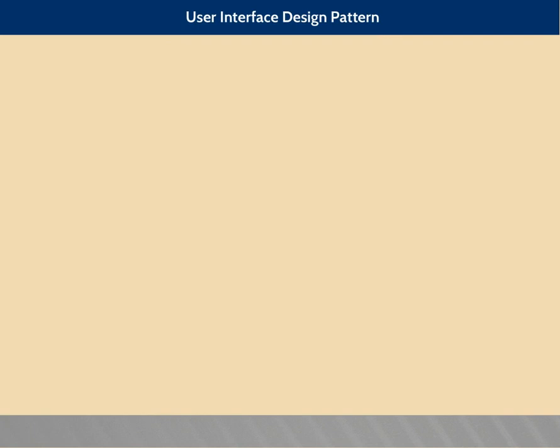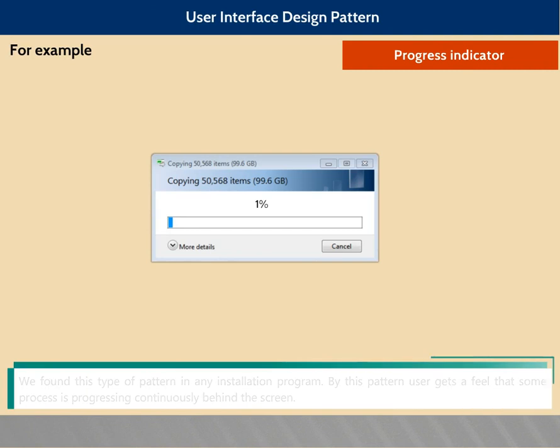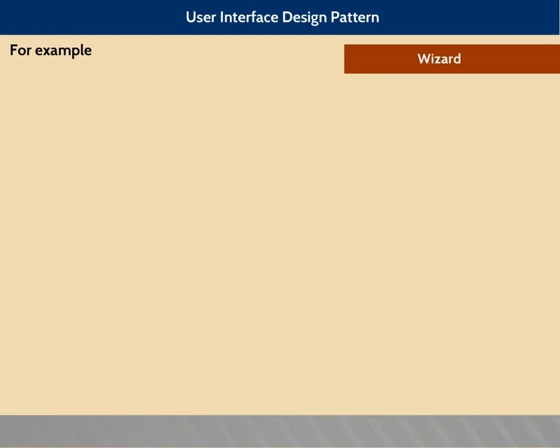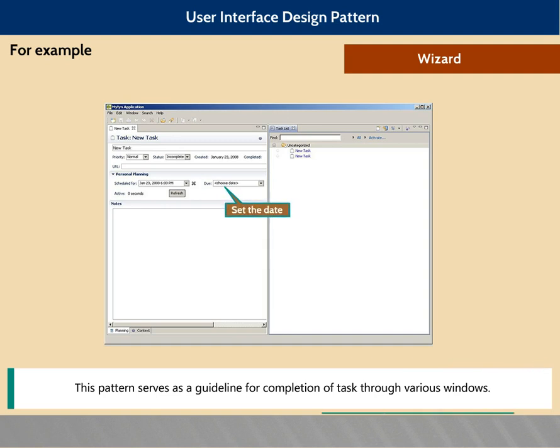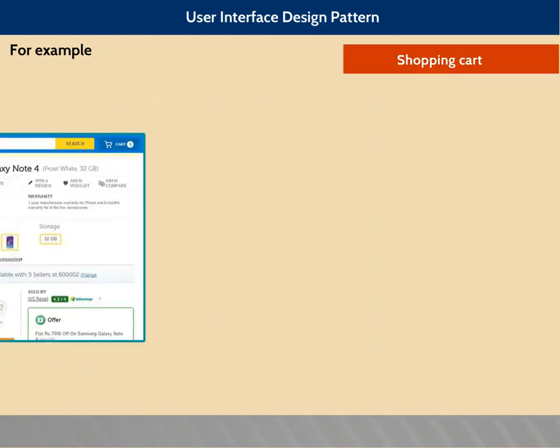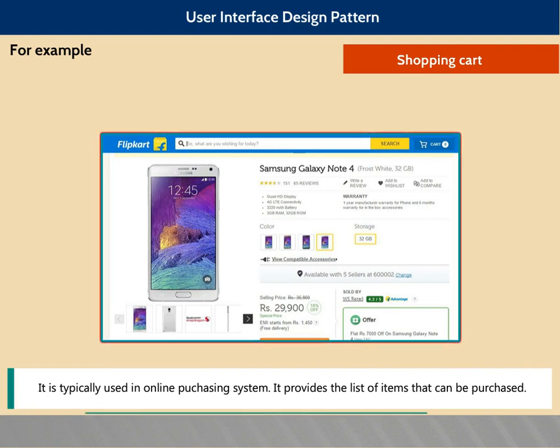User interface design patterns. For example, progress indicator. We find this type of pattern in any installation program. By this pattern, the user gets a feel that some process is progressing continuously behind the screen. Wizard: this pattern serves as a guideline for completion of tasks through various windows. Shopping cart: it is typically used in online purchasing systems. It provides the list of items that can be purchased.